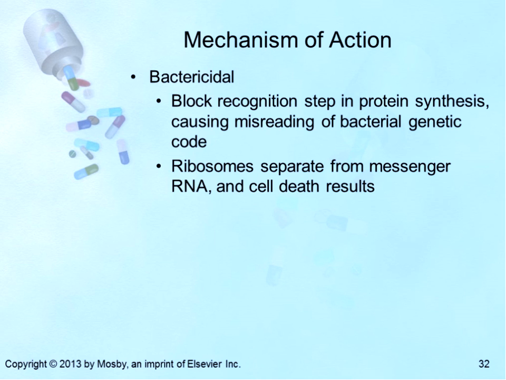Mechanism of action. Aminoglycosides have a six-membered ring with amino group substances. The name aminoglycosides refers to the glycosidic bonds between the ring and amino-containing sugars. Aminoglycosides are bactericidal and strongly and irreversibly bind to the 30S subunit of bacterial ribosomes, blocking the recognition step in protein synthesis and causing misreading of the genetic code. The ribosomes separate from messenger RNA and cell death ensues.